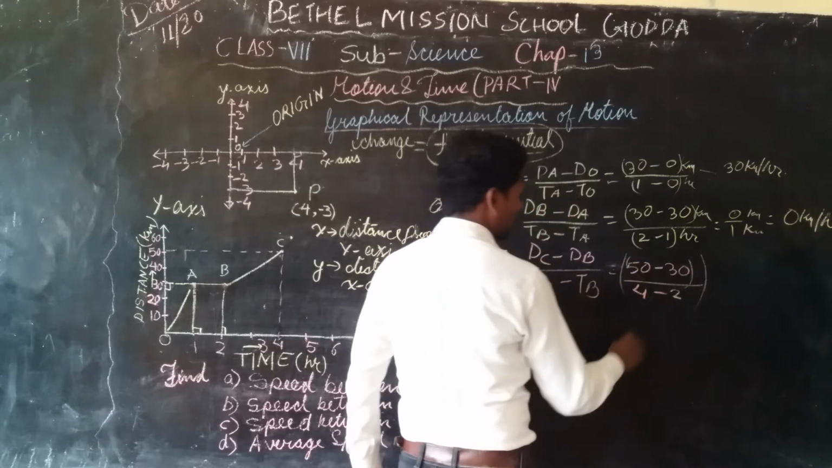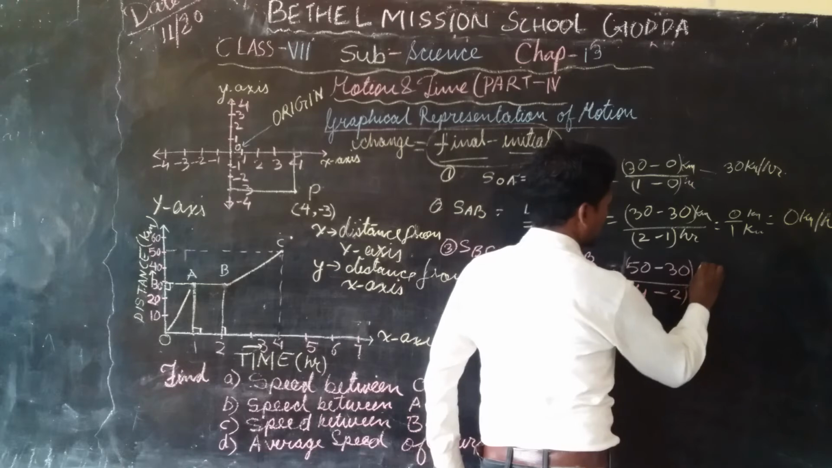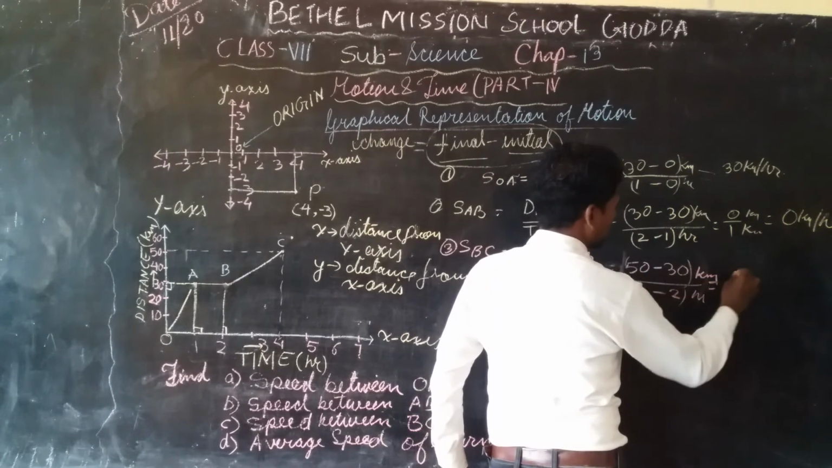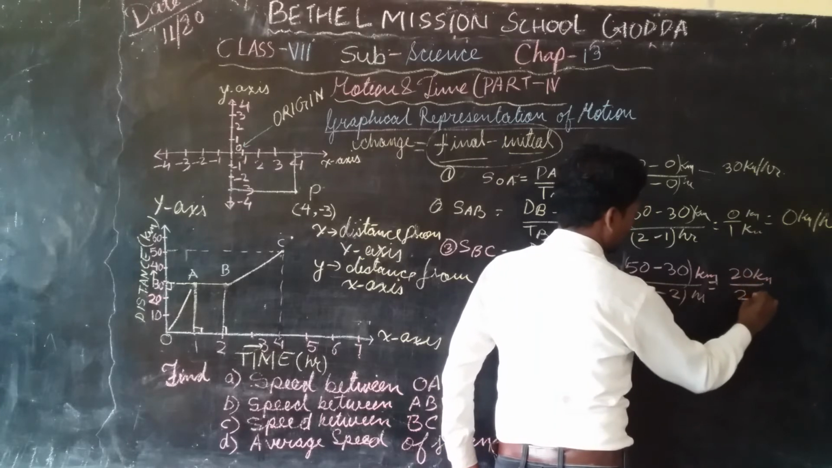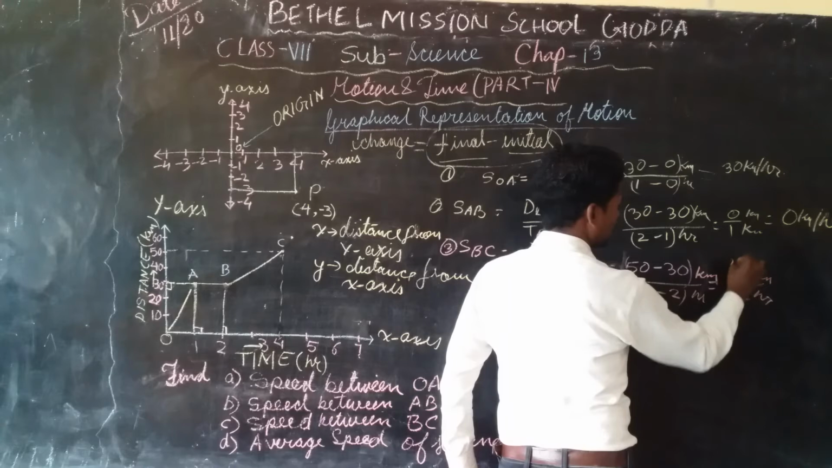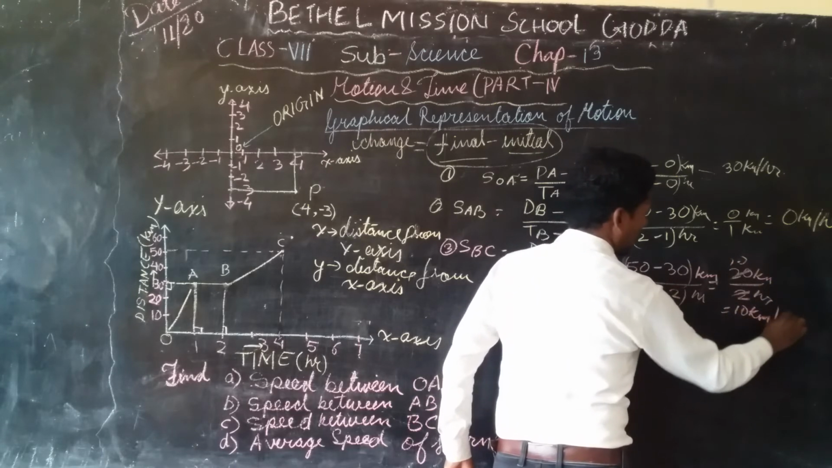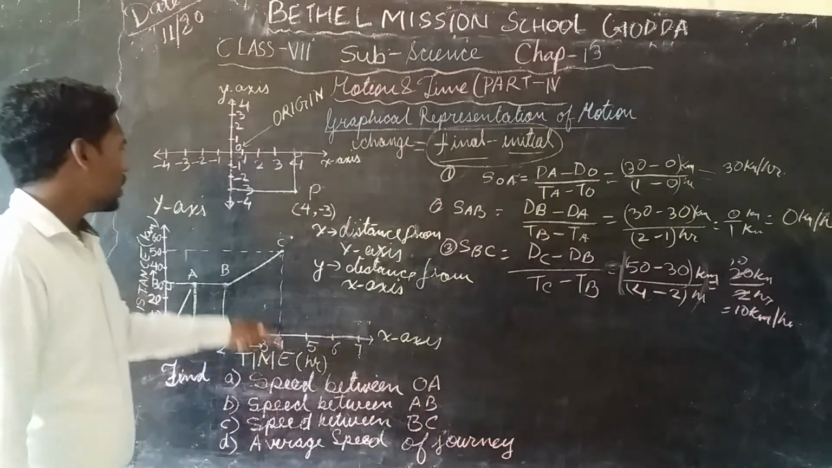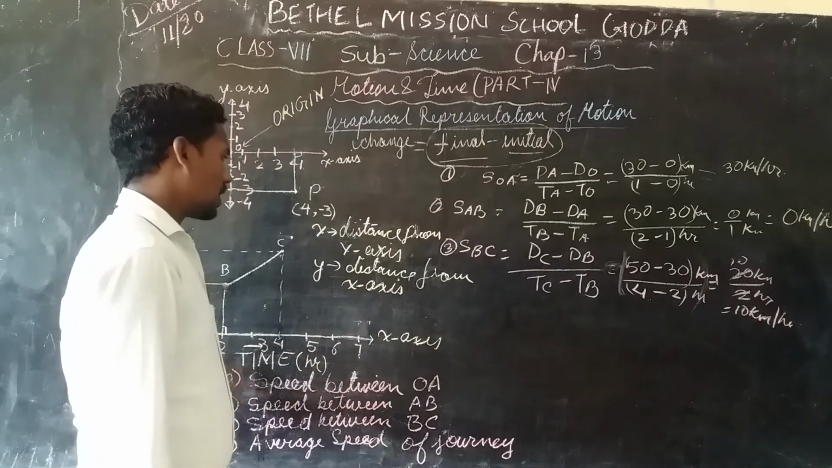So how much will it be? This is your kilometer and here it is hour. So 50 minus 30 it is 20 kilometer by 2 hours. So it will be how much? 10. So it will be 10 kilometer per hour. You understand? This is the way we can calculate the speed, distance and time using a graph.